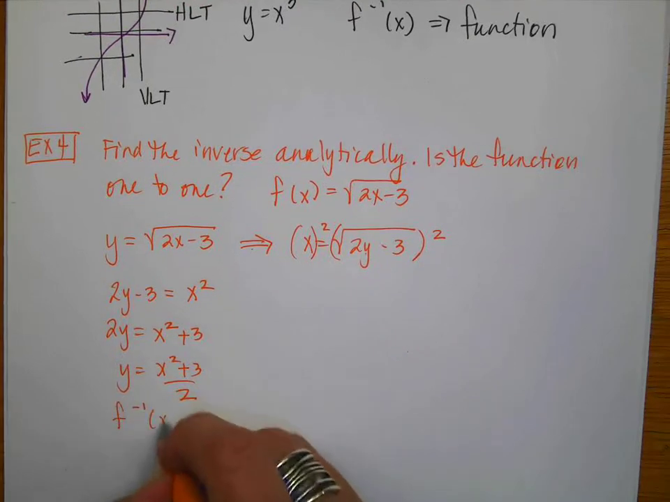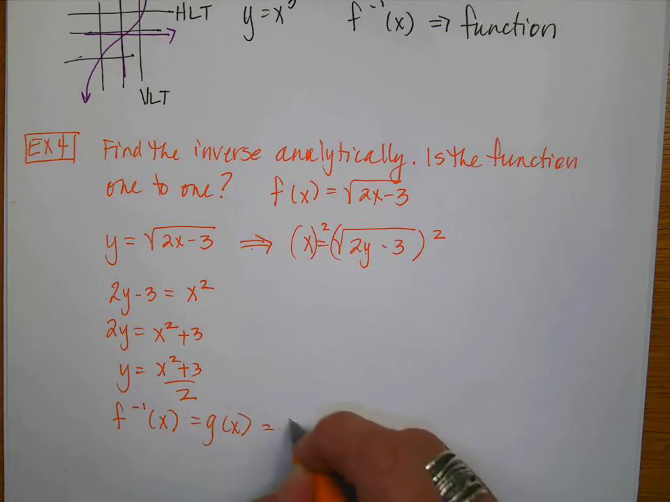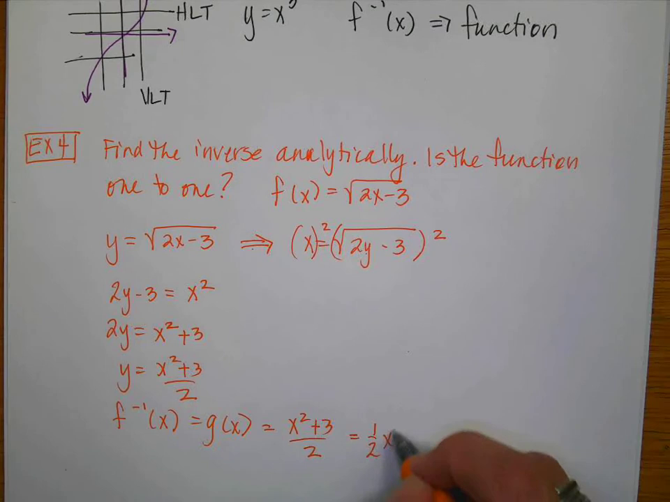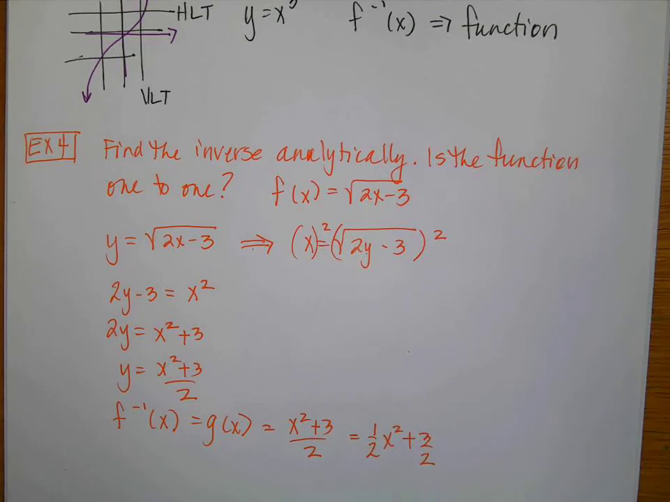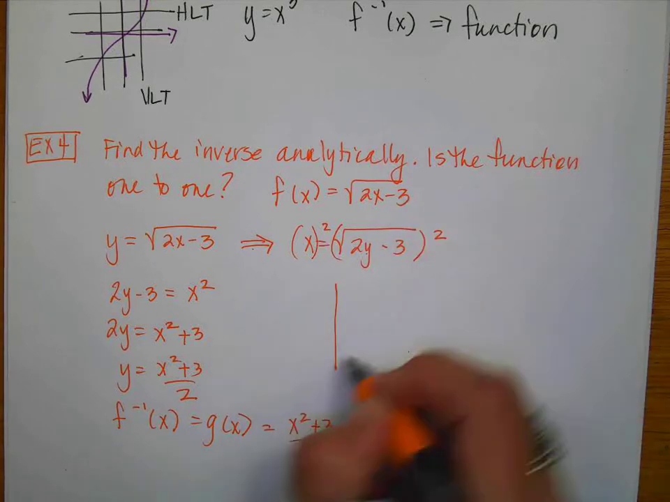But remember that I need to report my answer well, so I would say that the inverse of x, or you could say g of x, I would take either, is x squared plus 3 over 2. And I could split that up if I needed to into 1/2 x squared plus 3 halves. Either way is very polite.